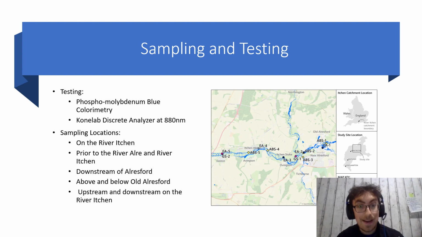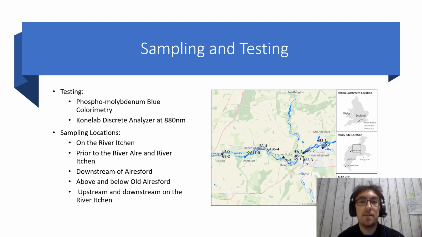And now on to how the samples were taken and where they were taken. So there are 5 distinct locations in which they took their samples. There was the area prior to the River Ire and River Itchen converging around the Borough Bridge, downstream of the Alresford, above and below Old Alresford Pond, on a branch of the River Alre, up and downstream of a trout fishery on the River Itchen, and of course the large straight stretch of the River Itchen itself.